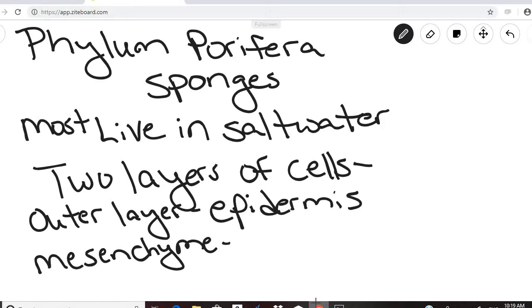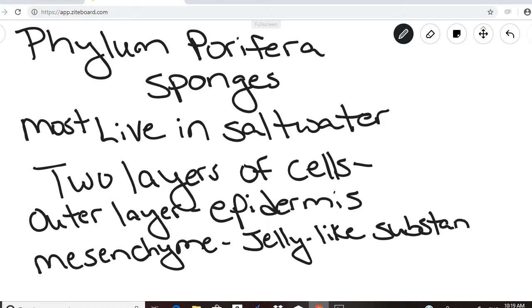And the mesenchyme is kind of a jelly-like substance that's going to separate the outer layer from the inner layer. Okay, so we have an outer layer, then we have an in-between substance called the mesenchyme, and then there is an inner layer of cells.